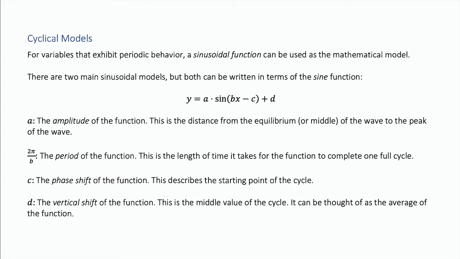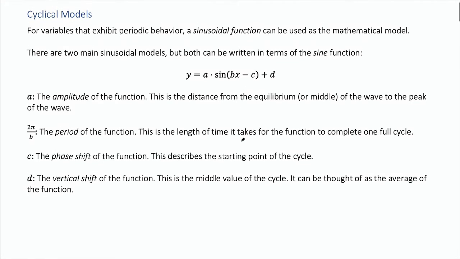When you have a quantity that has periodic behavior, meaning it's bouncing back and forth between numbers, then we can use a sinusoidal function. That sounds super fancy. It just means sine or cosine to model it. And sine and cosine functions are waves. They go up and down in a very steady pattern.